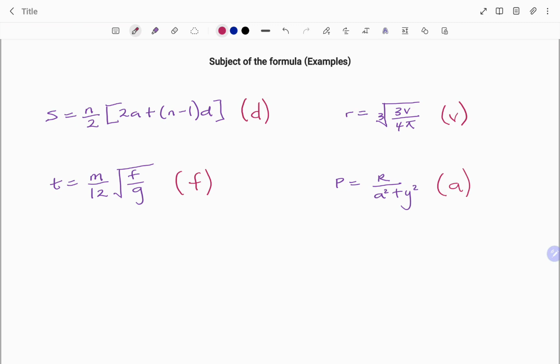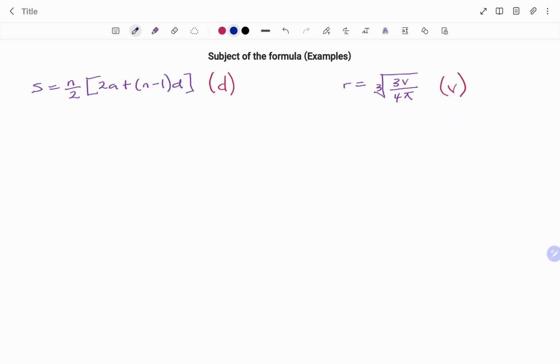In this video, I'm going to show you how to find the subject of the formula using the following examples. In my first example, I have S equals n over 2, square bracket, 2a plus n minus 1 multiplied by d, close bracket. To make it a linear equation, I'm going to multiply both sides by the LCD, which is 2. So on my right hand side, I have times 2.